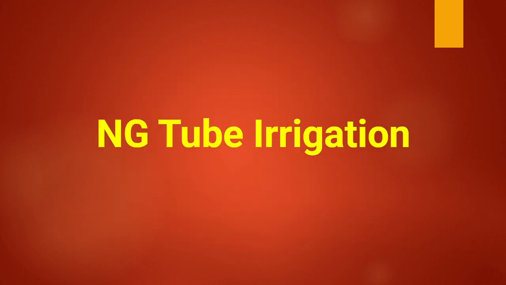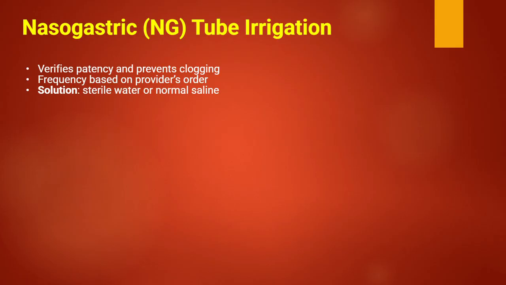NG tube irrigation. Nasogastric tubes must remain open and functional, which means we often irrigate them to ensure patency and prevent clogging. Irrigation may be ordered every few hours or once a day, depending on the patient's condition and provider's orders. The solutions most commonly used are normal saline or sterile water. Normal saline is isotonic, which helps avoid disrupting the patient's electrolyte balance.